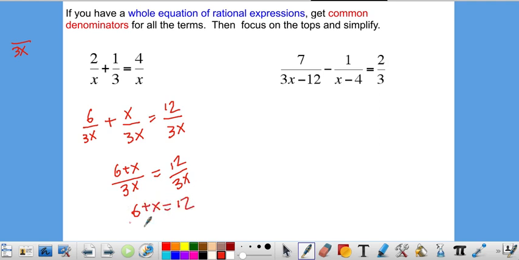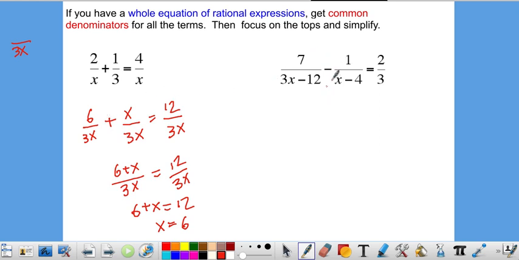So you get this nice and easy equation, 6 plus x equals 12. So x has to equal 6. Now the one thing to be careful of there is if you haven't simplified all the way, you might get 0 in the denominator. So just double check, make sure it doesn't go in there. Nope, we're good. So 6 is your answer.